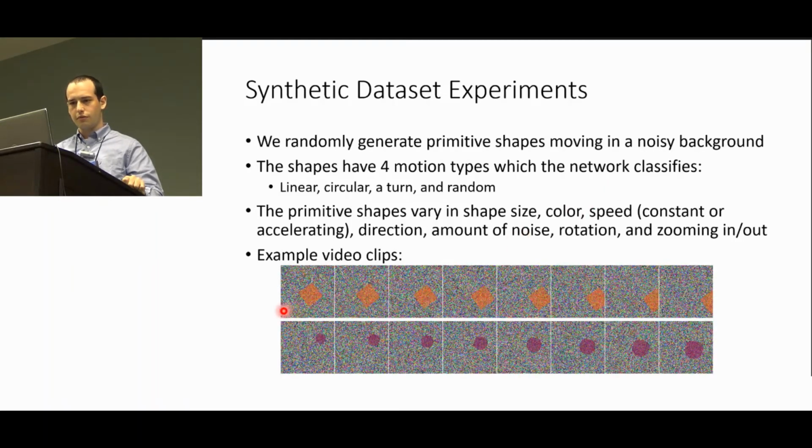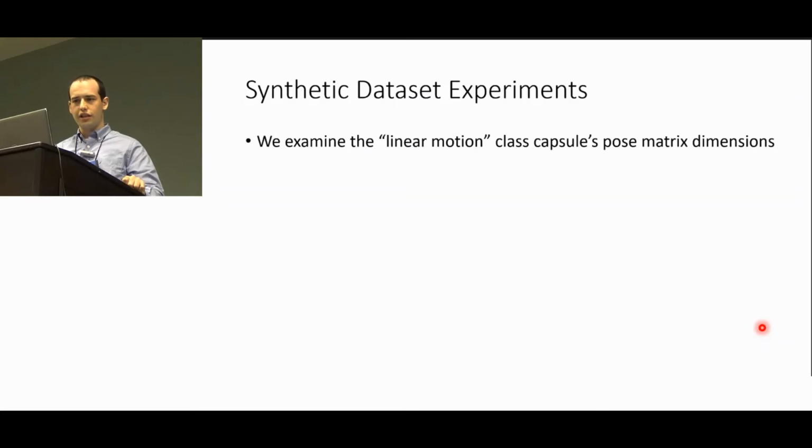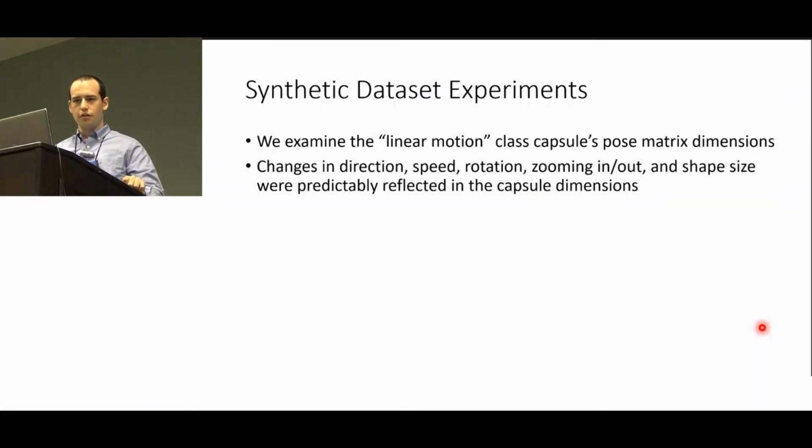So for example, these are 2 sample video clips. A square moving to the right, and then a circle growing larger, right? These are 2 sample videos. So we can analyze the linear motion class capsule. We can give it different videos, but we change single properties of the video, so we could change the direction or the speed or the rotation and see how that changes the different dimensions of the class capsule.